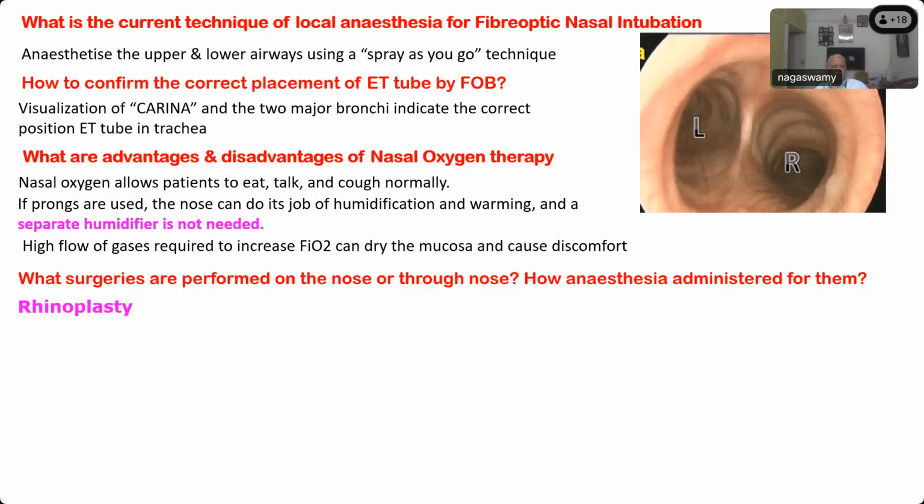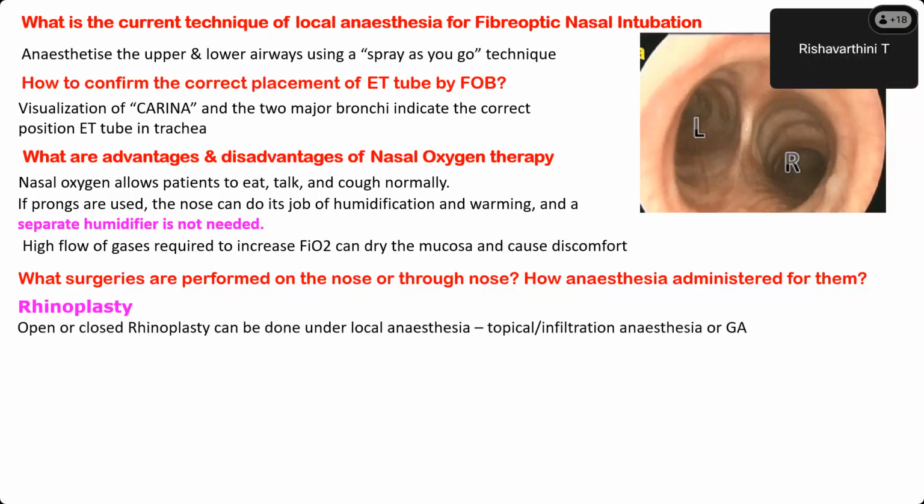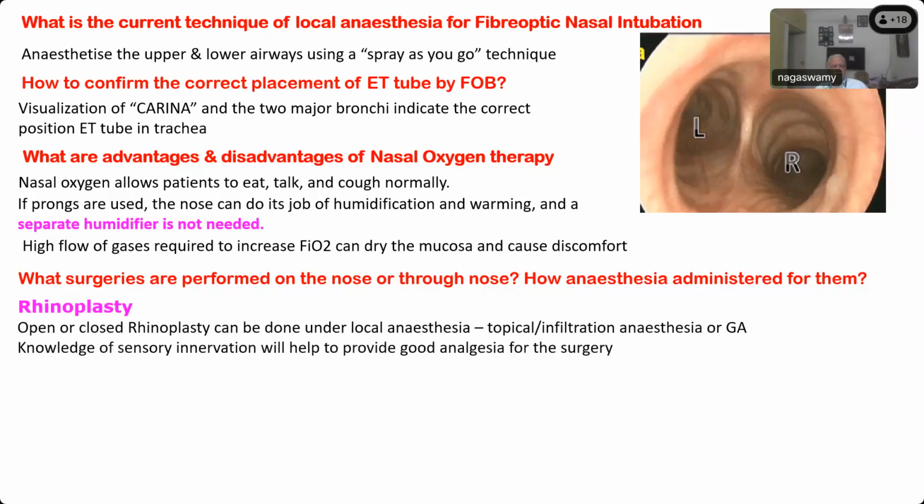Okay, so you can do rhinoplasties. Open or closed rhinoplasty can be done under local anesthesia or topical infiltration anesthesia. So the knowledge of sensory innervation, both external skin sensation and internal nasal mucosal sensory innervation, is very important. For all the rhinoplasties, we have to do oral intubation, preferably with an oral RAE tube, so that it doesn't project while the surgeon is doing the surgery. And a throat pack can also be used to avoid blood getting aspirated into the lungs.